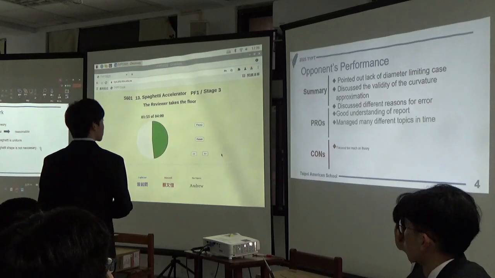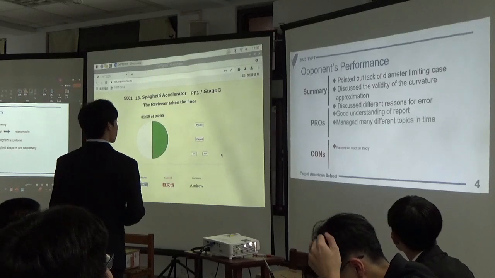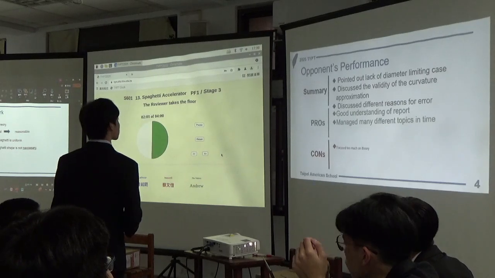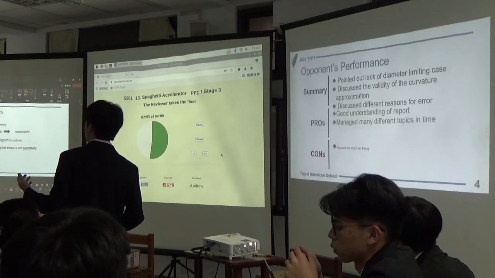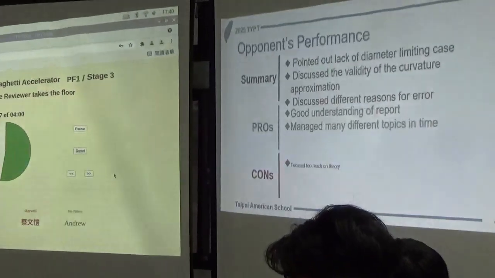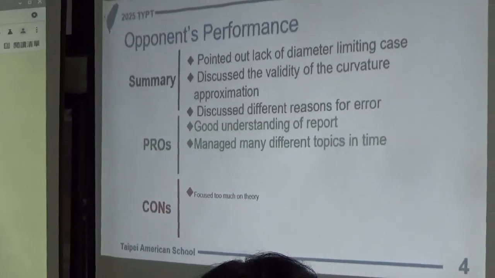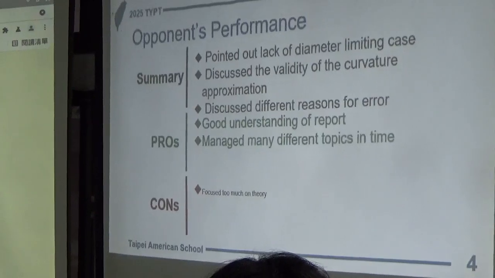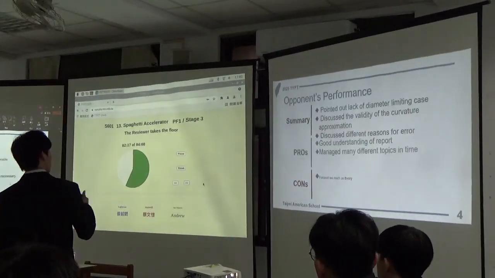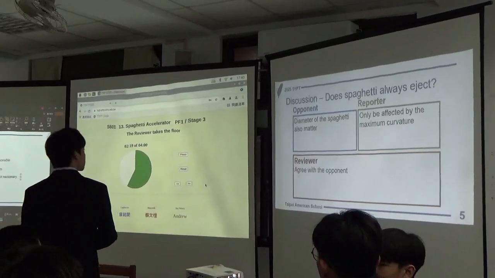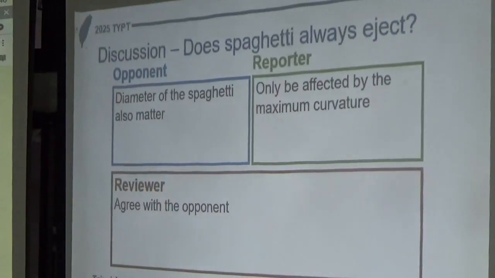As for the opponent's performance, he pointed out the lack of parameters limiting costs, discussed the validation of the curvature approximation and the different reasons for errors, and also addressed why the energy conversion factor is over 100%. The opponent has a good understanding of the report and has several different topics in mind, focusing on the theory and the experiments. The first discussion they point out is whether the spaghetti is always ejected.